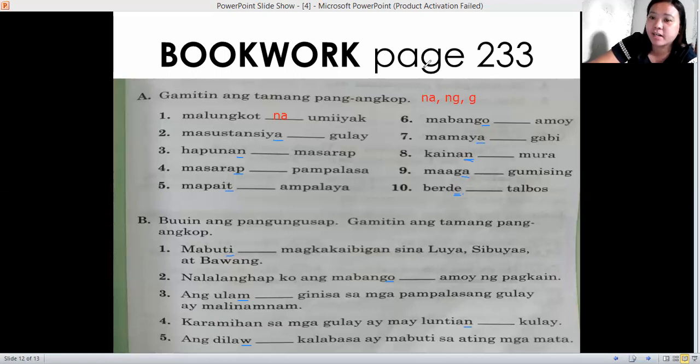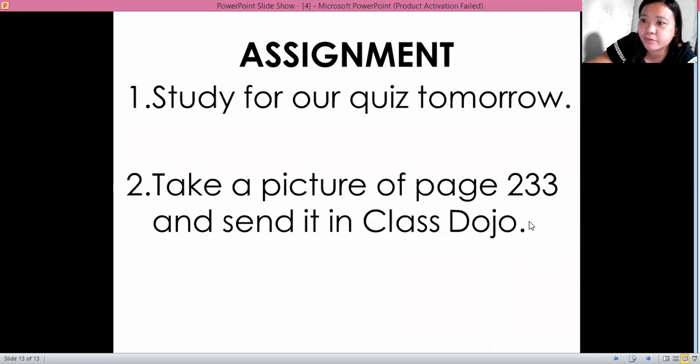Okay, so if you are not yet done answering, you can pause the video. But those who are finished, for assignment, study for our quiz tomorrow, and take a picture of page 233 and send it in our class dojo.